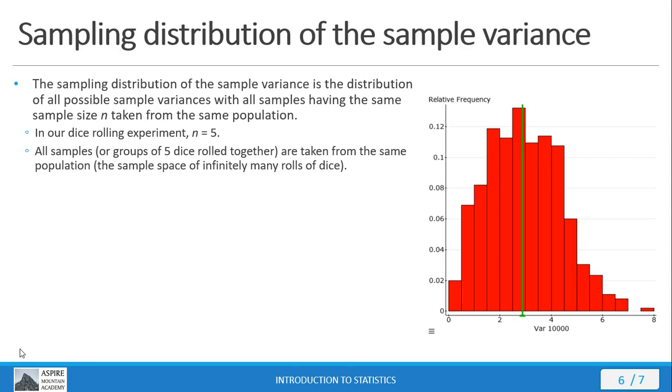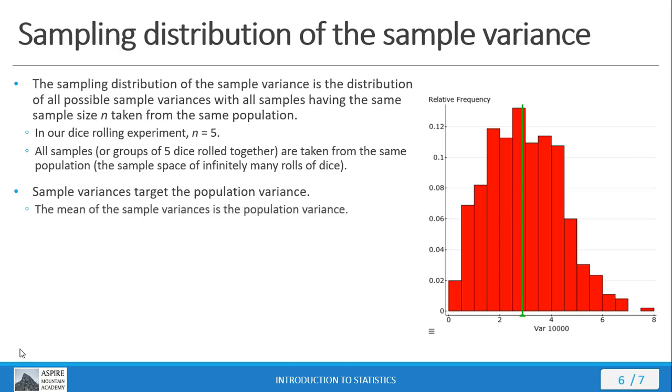So a sampling distribution of the sample variance is simply that distribution of all possible sample variances with all samples having the same sample size taken from the same population. And that's what we've just seen. So we see that the sample variances, just like the means, also target the population variance. We have the mean of the sample variance, the same as the population variance, and the expected value of the sample variance is going to be equal to the population variance.